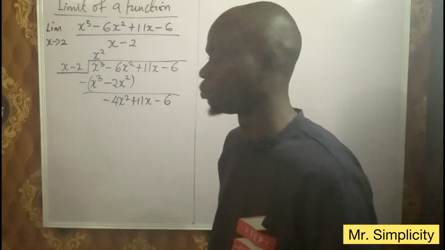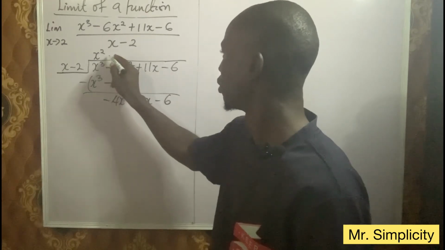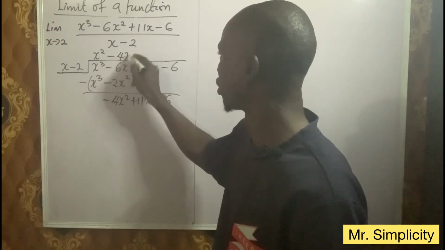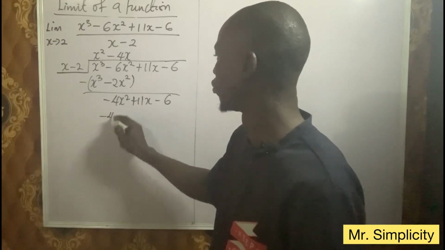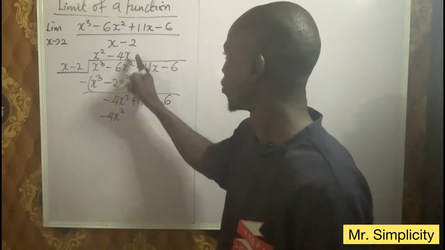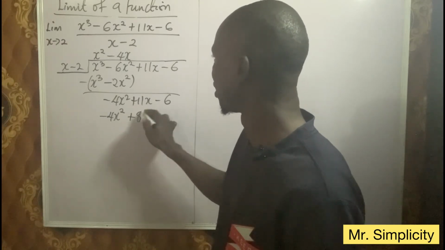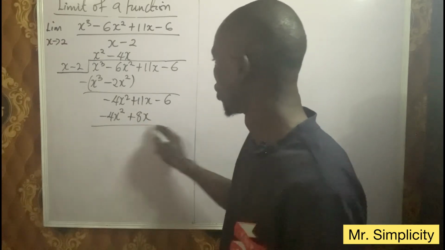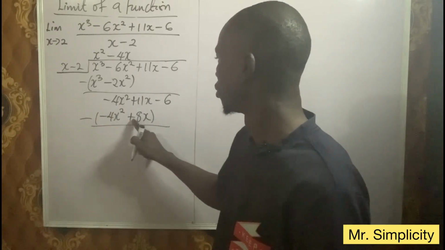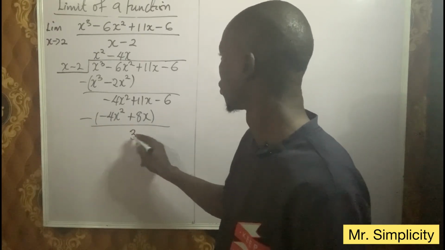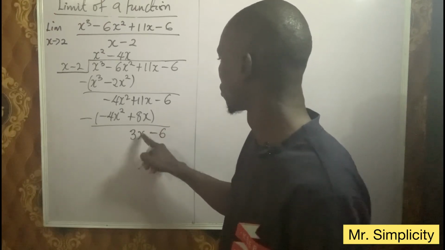So we have to repeat the process. X will divide minus 4x squared. That will give us minus 4x. Minus 4x times x will give us minus 4x squared. Minus 4x times minus 2 will give us plus 8x. So we have to subtract again. This will go out. This will be 11 minus 8, 3x. Then bring down the minus 6.